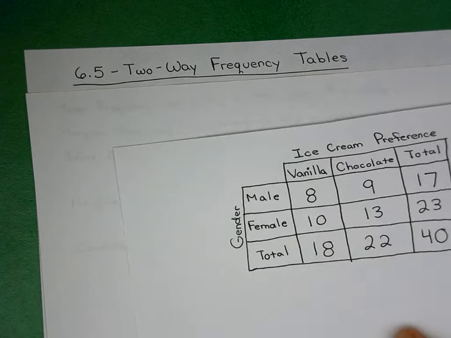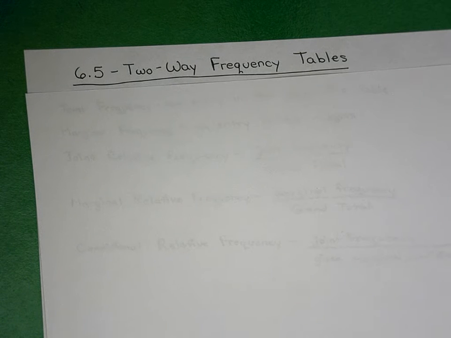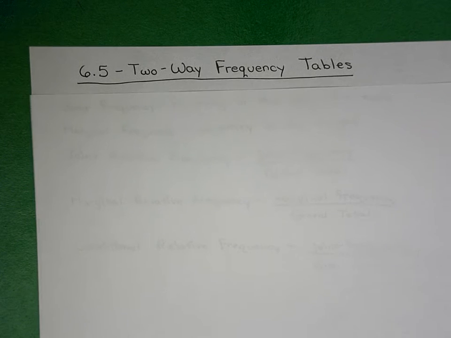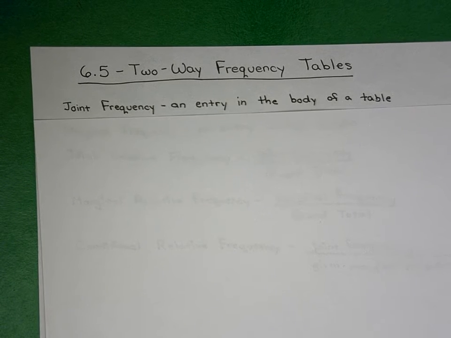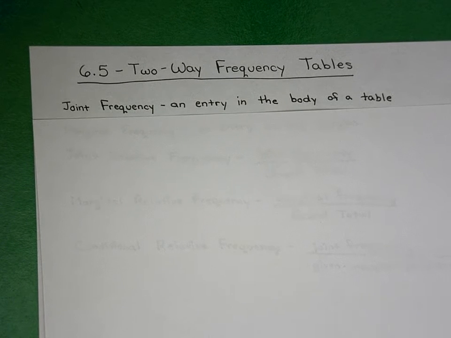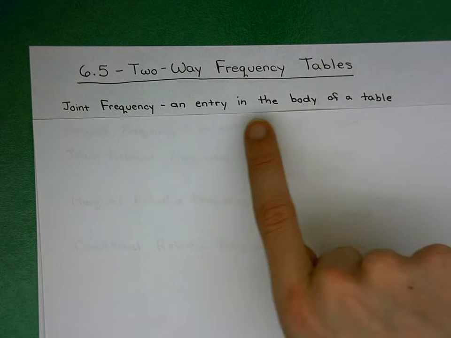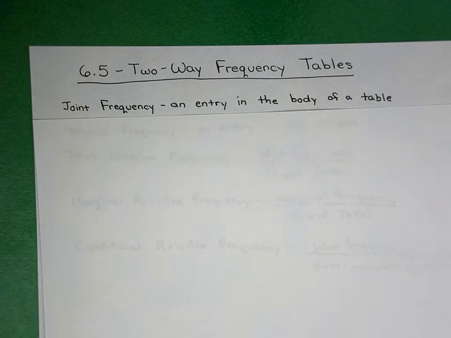What we added this year are some vocabulary words, and they're ways for us to compare data sets and to draw conclusions based off of our data, right? And so the first vocabulary word here is called joint frequency. Joint frequency is an entry in the body of a table, right?